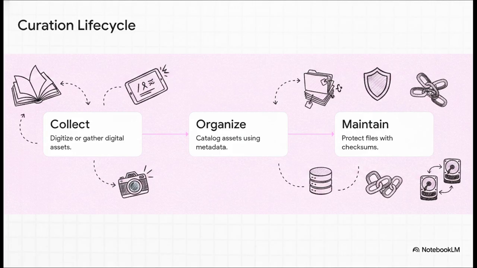Step 1, you have to collect the content, whether you're digitizing an old historical document or gathering a born digital asset. Step 2 is organize. You absolutely must meticulously catalog these assets using strict naming conventions and metadata. And finally, Step 3, maintain. Digital files degrade or they get accidentally altered, so repository managers use techniques like checksums, which are essentially just digital fingerprints, along with diversified redundancy to guarantee those files stay exactly as they were the day they were uploaded.